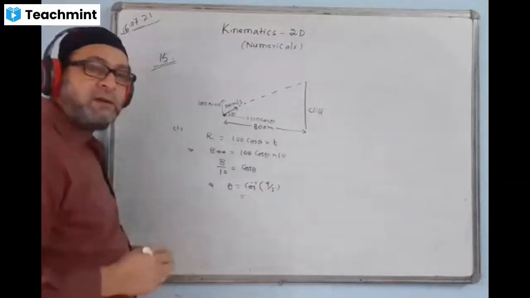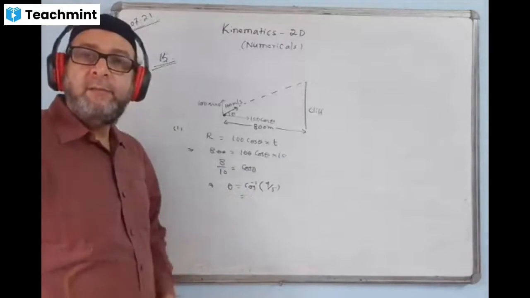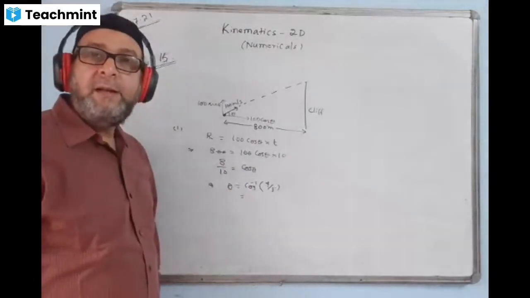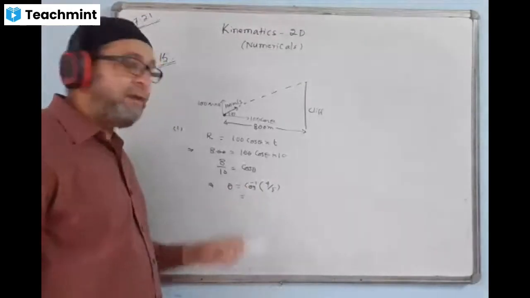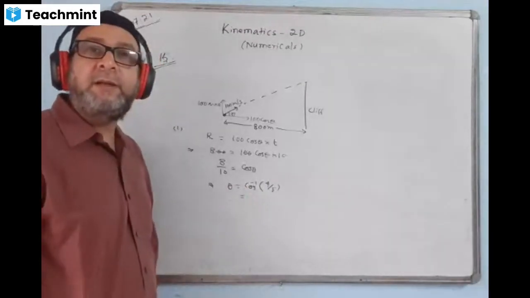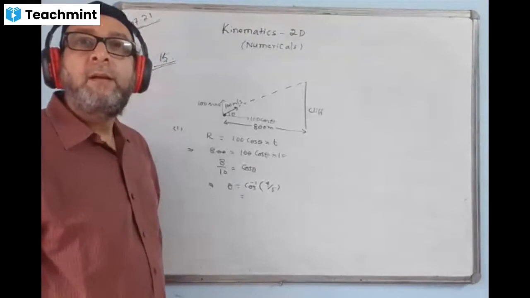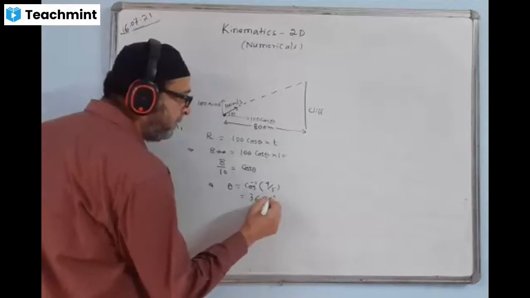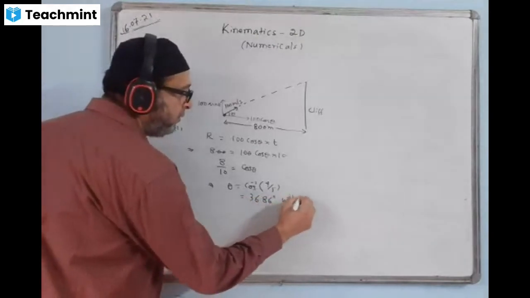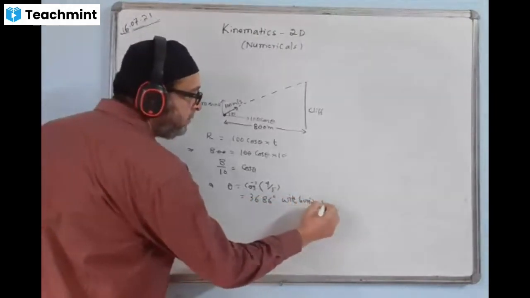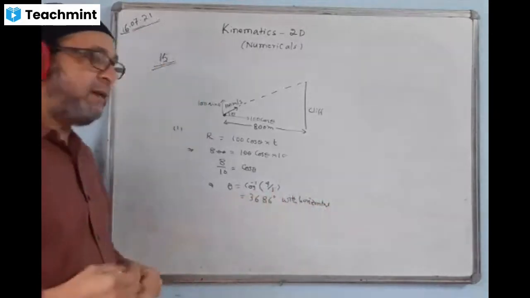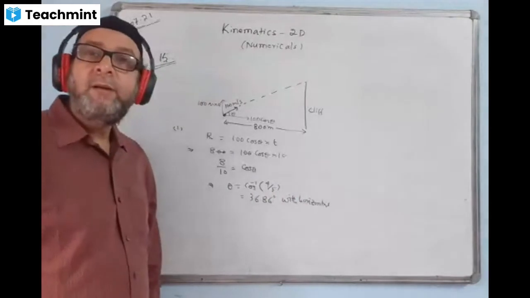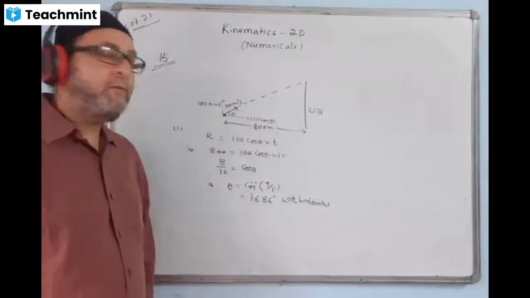In the book, they have given this answer, cos inverse 4 by 5. If you want, you can change it to degrees. Cos inverse 4 by 5 in degrees is 36.86. You can give the answer in decimal degrees like this: 36.86 degrees with the horizontal. That's the first answer. Have you understood?